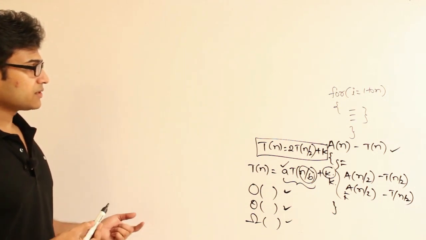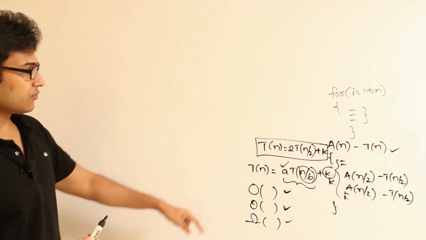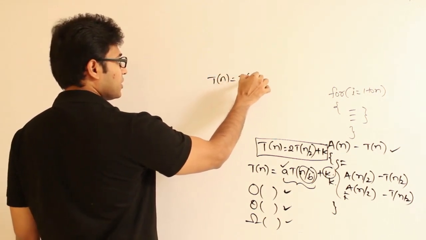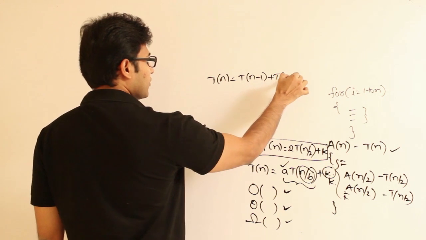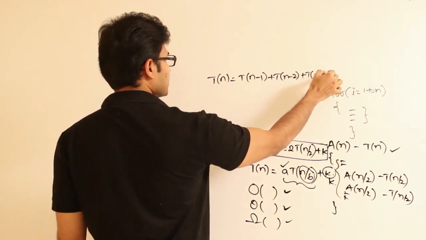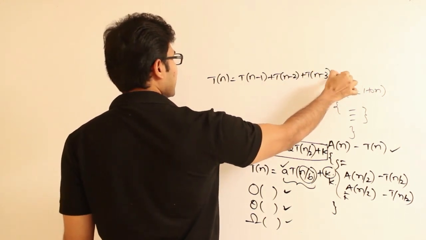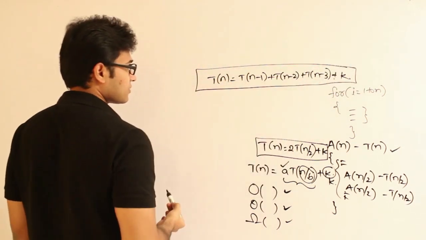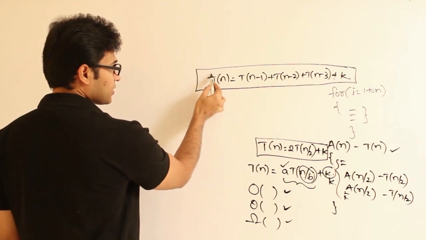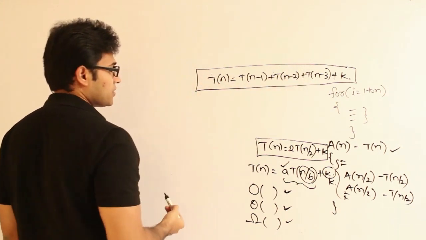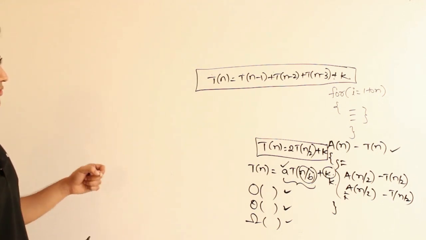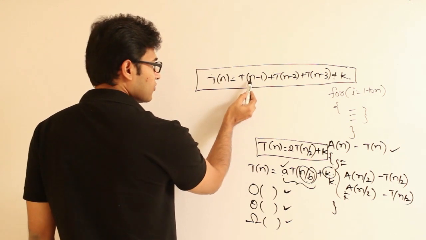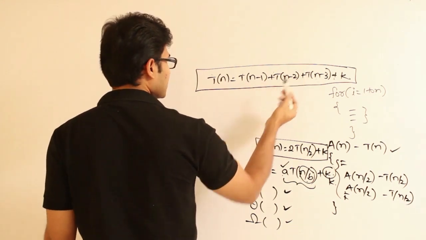But now there are certain equations which are different from this. For example, if I say t of n equal to t of n minus 1 plus t of n minus 2 plus t of n minus 3 plus k, something like this. Now this is also a kind of recurrence. Why? Because the same function t is there, but it is not in the form of divide and conquer. It is not in the form of a into t of n by b, isn't it? It is in the form of t of n minus 1, n minus 2, n minus 3.